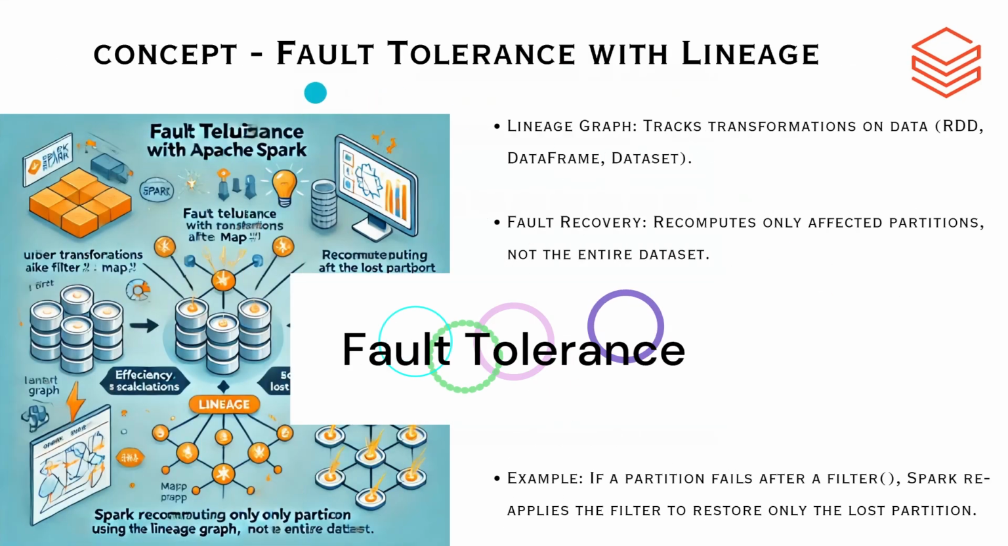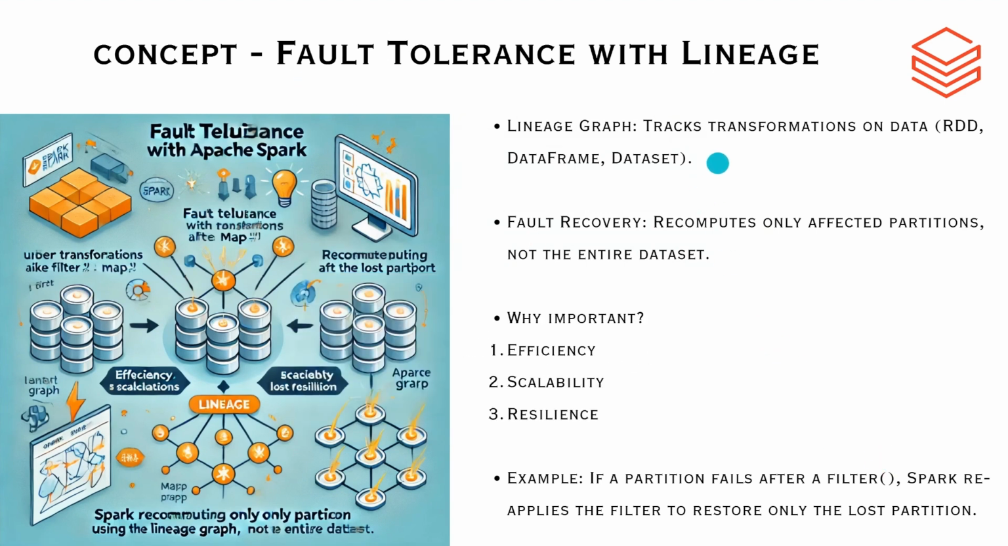Now let's try to understand the concept of fault tolerance with lineage. So one of Apache Spark's standout features is fault tolerance, which is mainly achieved through lineage. So when you apply transformations on your data, whether it's an RDD, data frame, or dataset, Spark constructs a lineage graph. So this graph keeps track of all the operations that are to be performed on the dataset by creating a record of logical transformations that have been applied. So it acts like a recipe of how this data was derived, which is crucial for fault tolerance.